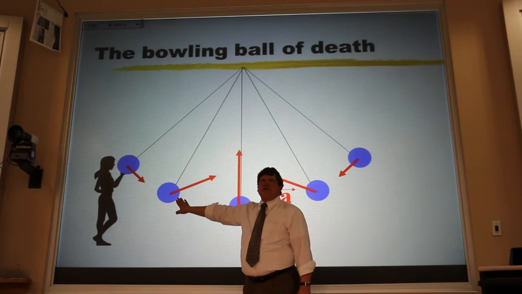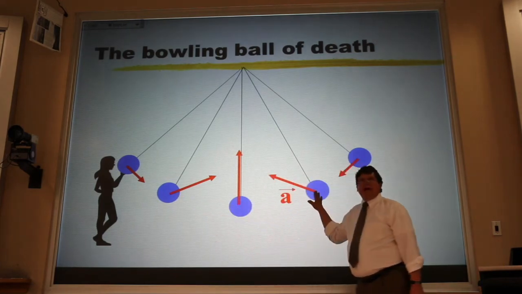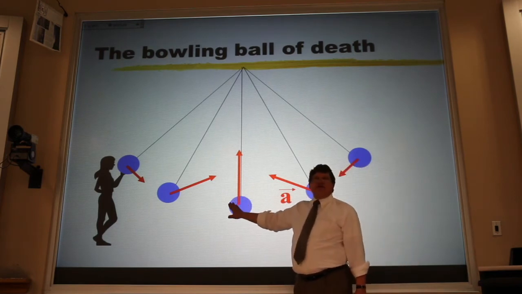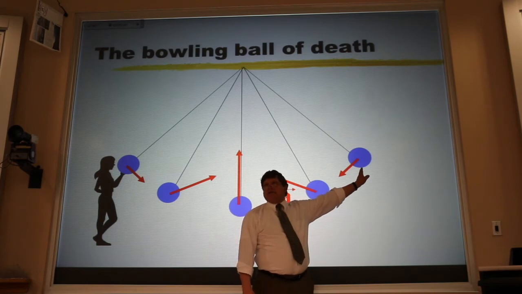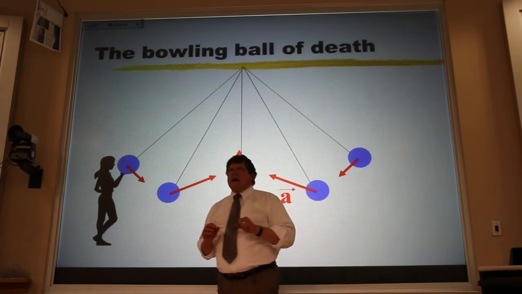Here, the bowling ball is speeding up and changing direction, turning. Here, it's slowing down and turning. Here, it's just turning. Here, it's just speeding up. Here, it's just slowing down. Now, why is that important?